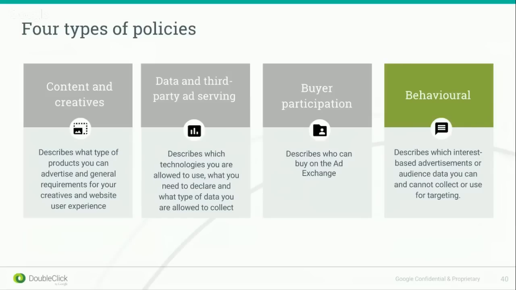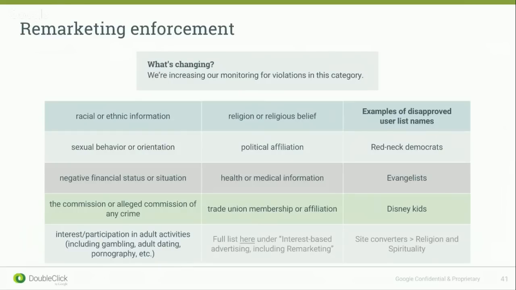Okay, so the last one is the behavioral policies bucket, and this includes interest-based advertising and remarketing. So this policy is basically quite straightforward. You must not use Google platform products to select or target interest-based advertisements or to collect or use audience data such as cookie lists, and it's based on the following. So you can't collect information on, and we've listed a subset here. Again, the full list can be found on the link on this page.